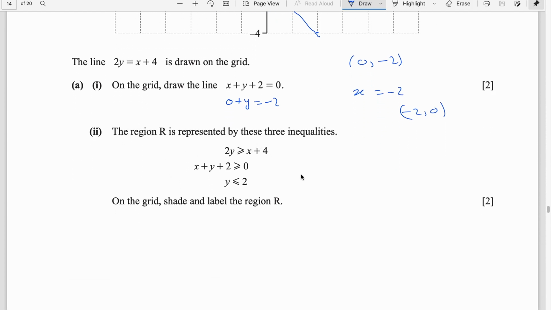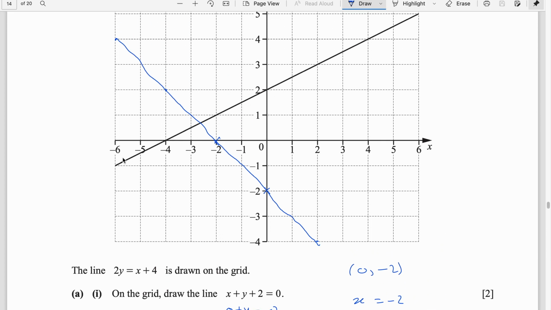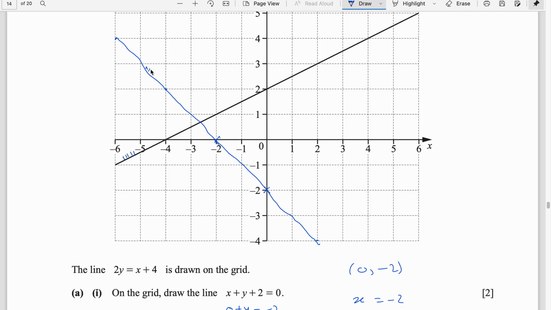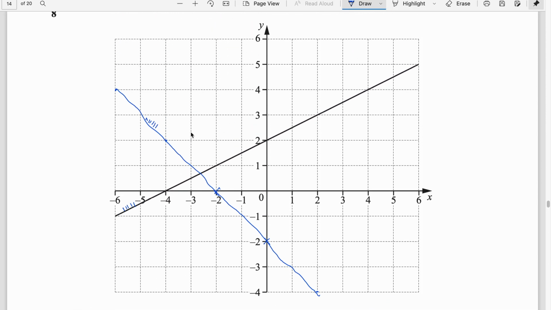The region R is represented by these three inequalities. 2y is greater than x plus 4, that means it lies above this line, and I'll mark this for myself. Then we have x plus y plus 2 is greater than 0. It lies again above this line. So it should satisfy all the equations, and y is less than or equal to 2. So this is y equals 2, and if it is less than that, it means it lies below this line. This could be the region above these two lines. So the only region which satisfies all three inequalities is this shaded one.